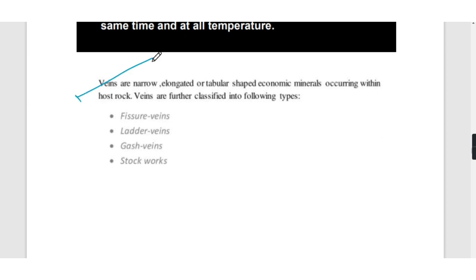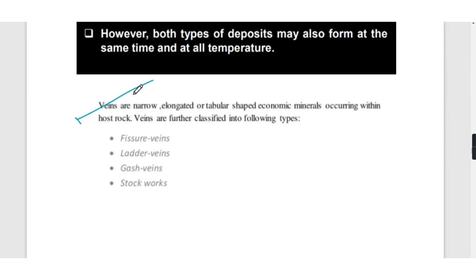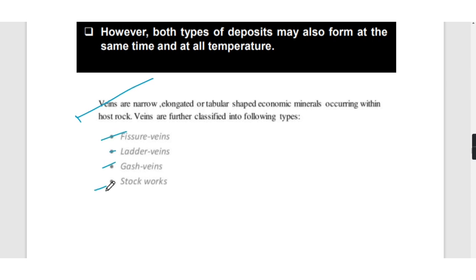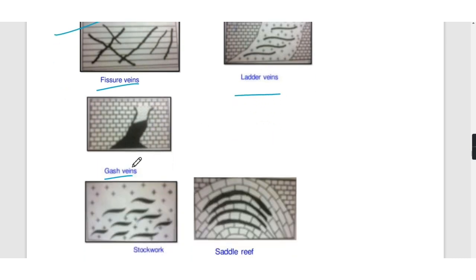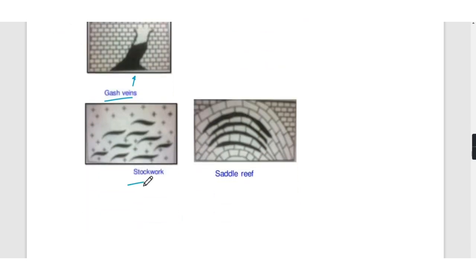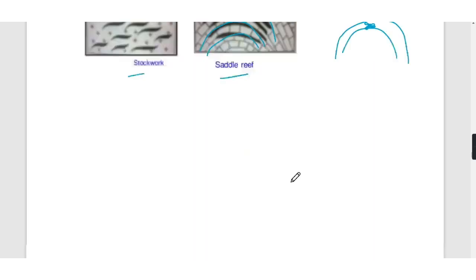So these are the types of veins which are present in the cavity filling. It can be fissure vein, ladder vein, gash vein, or stockwork. All right. So this is the example of fissure vein. These are the ladder veins. These are gash veins. Okay, this one. This is stockwork, and these are the saddle reef, which are present in the hinge part of the folded region. Like if this is a fold and this is a hinge, here saddle reef will be present.